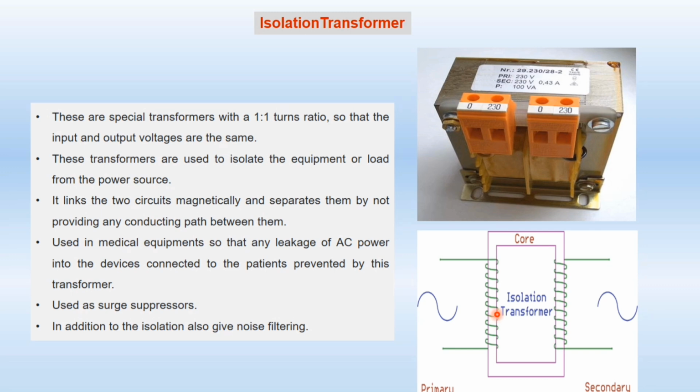As you can see in the diagram, it isolates the two devices connected at the source and the load electrically. As we know, there is only magnetic linkage in a transformer between the input and output side, there is no electrical connection, only magnetic linkage. So it provides electrical isolation between the source and the load.